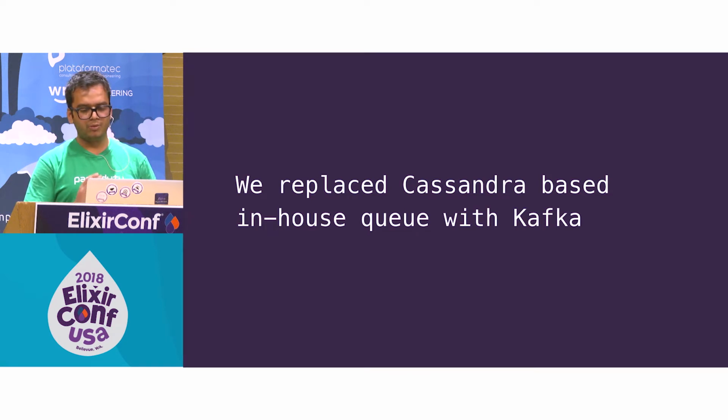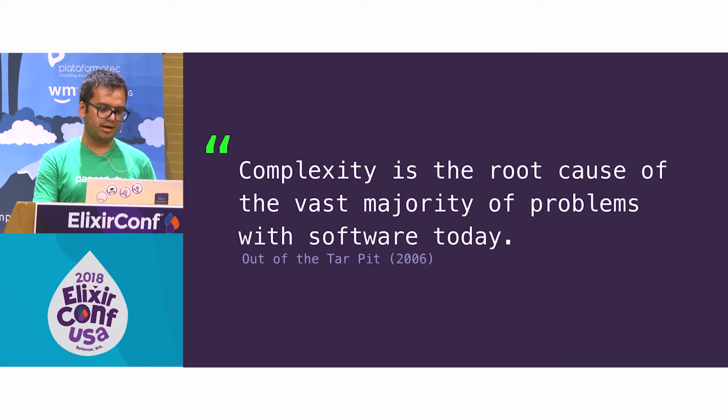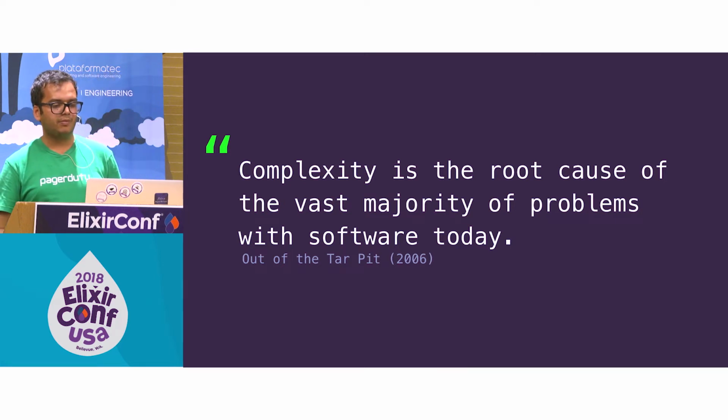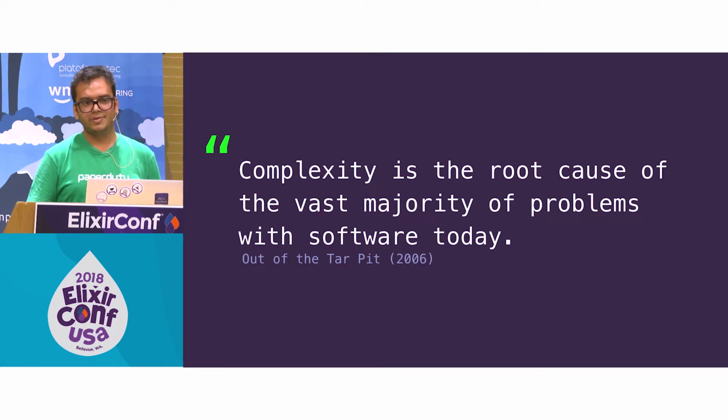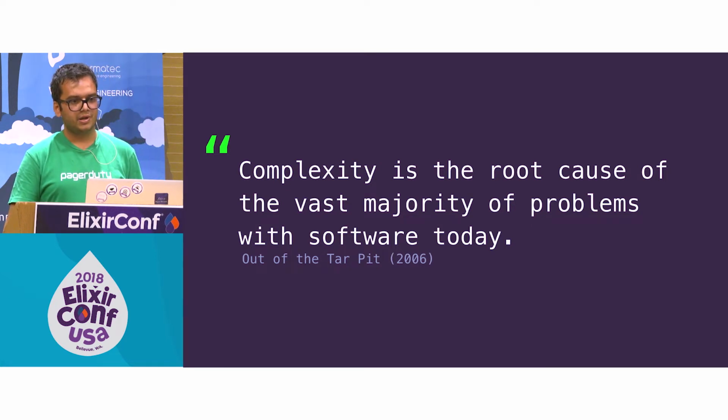And you might ask me, what exactly was the reason behind that? Why was Kafka chosen, and what exactly led to the demise of Cassandra? The simpler answer would be we chose simplicity over complexity. And to quote one of my favorite papers, Out of the Tar Pit: complexity is the root cause of the vast majority of problems in software today. So in order to get rid of our problems, or at least minimize them, we decided to move out of Cassandra and into Kafka.